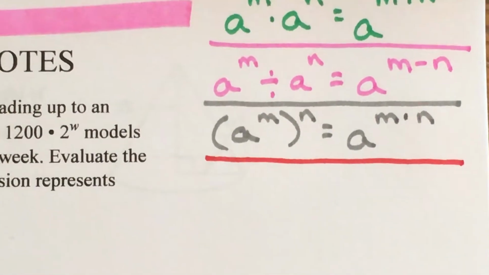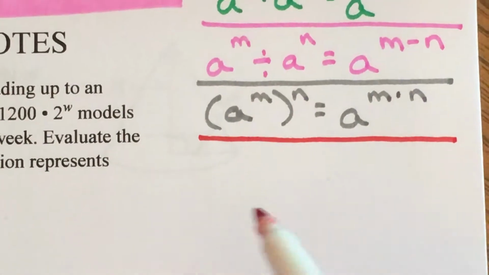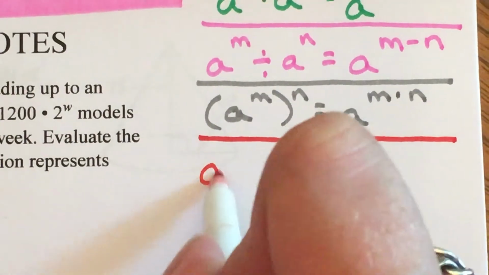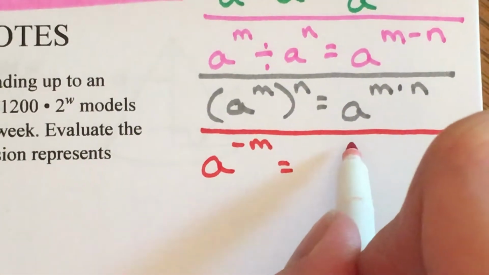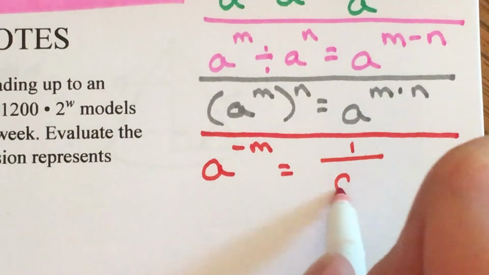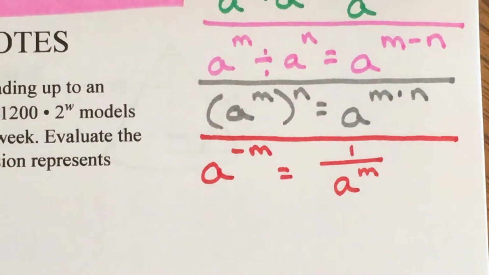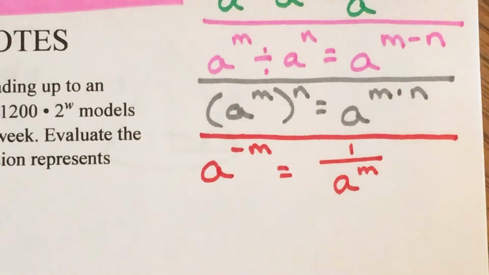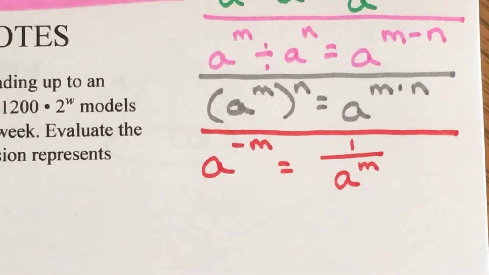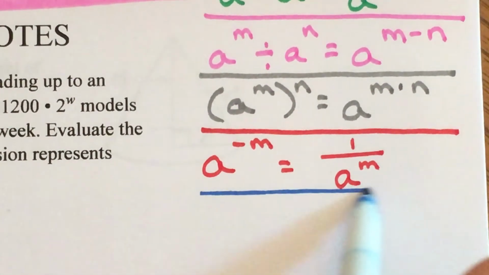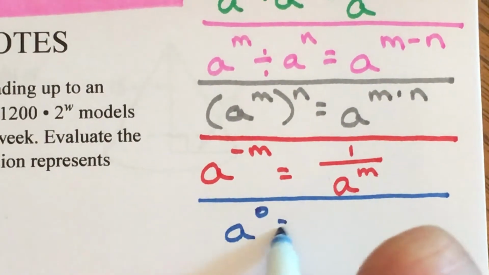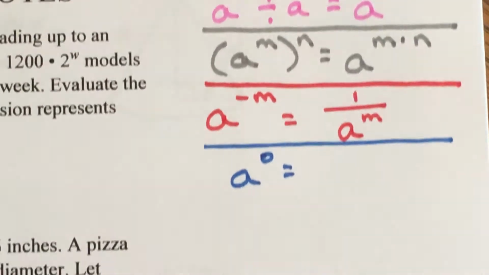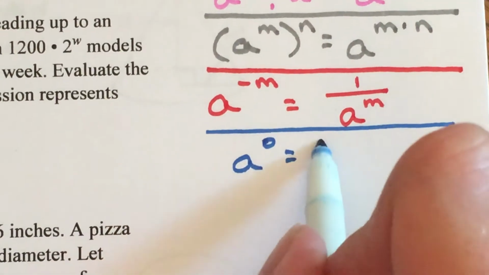What's our negative exponent reciprocal rule? A to the negative m is equal to 1 over a to the m. Good. We said any number in the whole wide world to the 0 power. This one's our favorite. Yeah, that's 1.